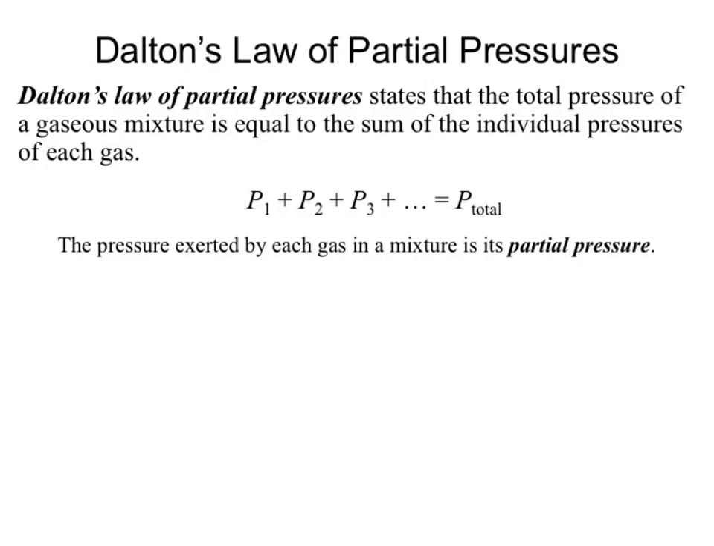Where's hydrogen on the periodic table? The very first element. How big is hydrogen? It's the smallest element we have. Where's iodine? The lower right-hand corner, pushing towards the largest element we have. Okay?